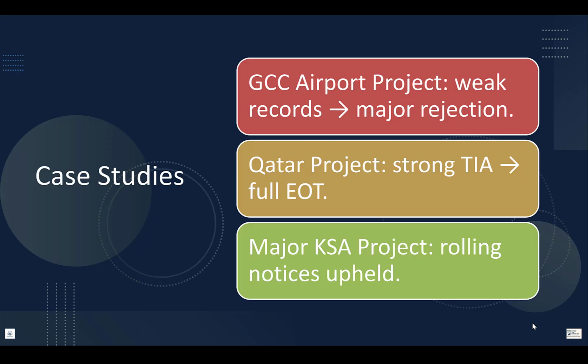Another case, some mega projects in Qatar. The authority delayed approvals by 55 days. The contractor issued prompt notices, kept detailed design logs, and performed TIA. Decision makers awarded full EOT, but no prolongation due to partial concurrency. Lesson: perfect records plus strong TIA equals strong outcome.